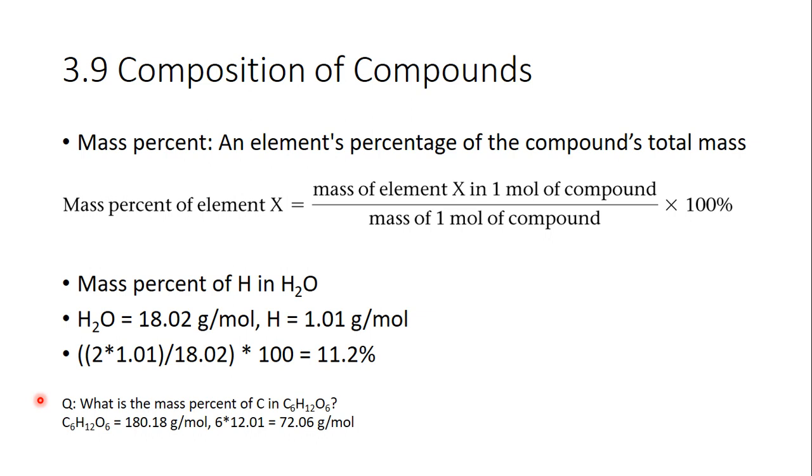In C6H12O6, the weight is 180.18 grams per mole. We have 6 carbon, and the weight of carbon is 12.01, which equals 72.06 grams per mole. And we just divide the two. So 72.06 divided by 180.18 equals 0.3999. We should only have 4 sig figs because we have 4 sig figs divided by 5, which is 4. Multiply that by 100, and the weight percentage of carbon in C6H12O6 is 39.99%.